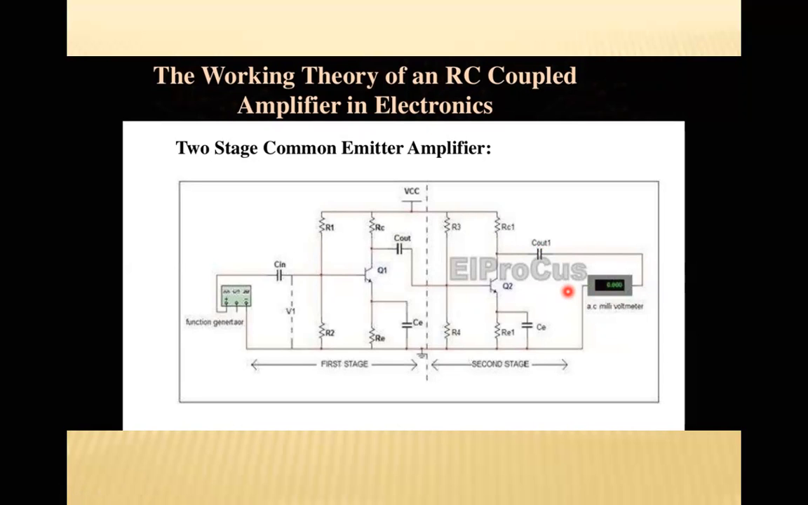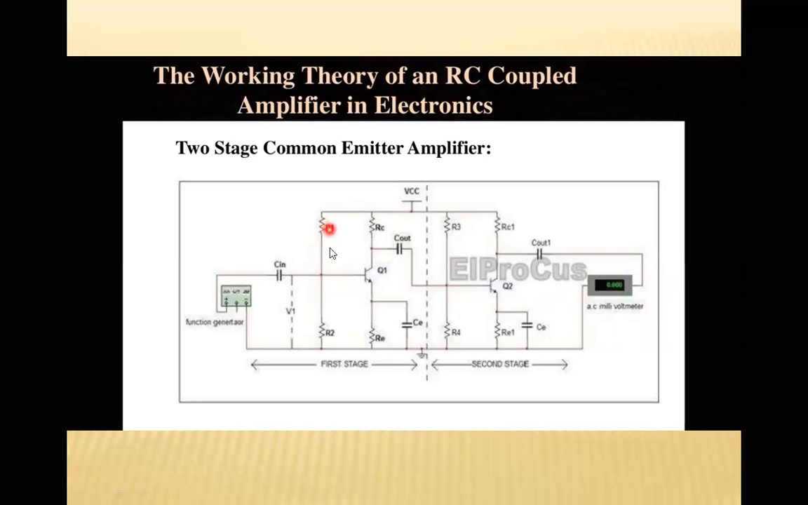As the coupling from one stage to the next is achieved by a coupling capacitor followed by the connection to the shunt resistor, such amplifiers are called resistance capacitance coupled amplifiers. Then why do we say this as resistance capacitance coupled amplifiers?